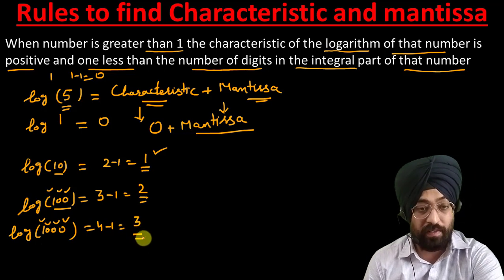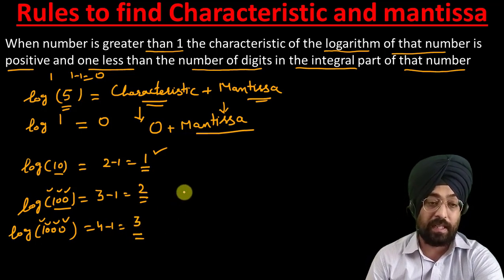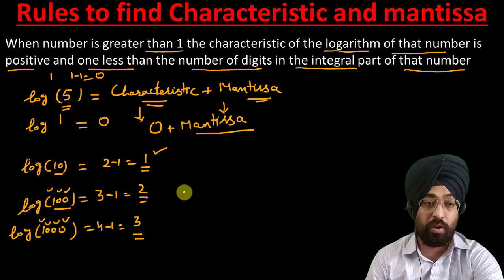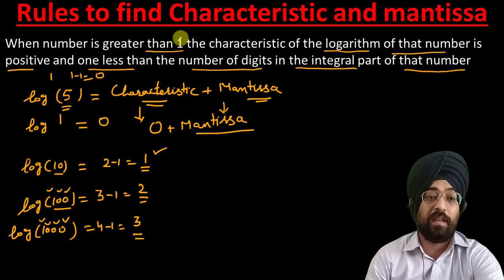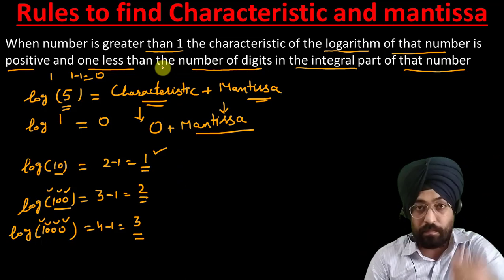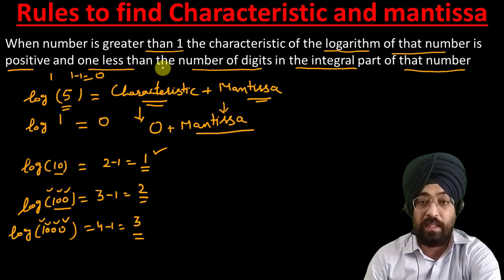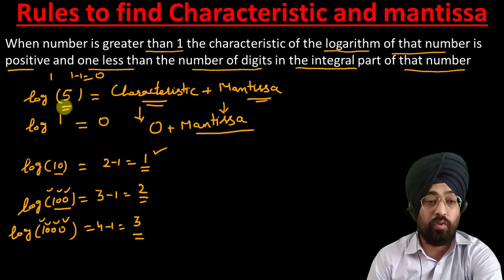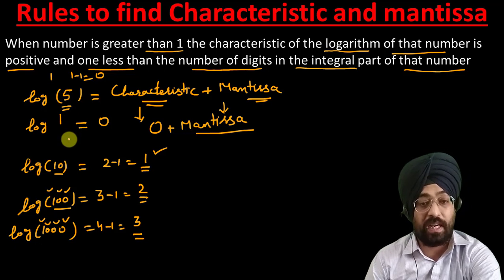So you have learned how to find the characteristic of a number whose log we have to find. If that number is greater than 1, then its characteristic is equal to 1 less than the number of digits in that number. So from here we can have a generalization.